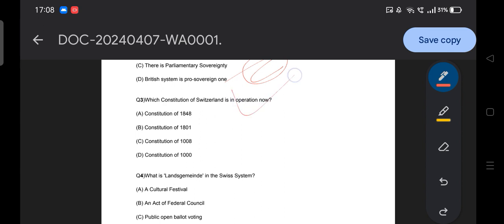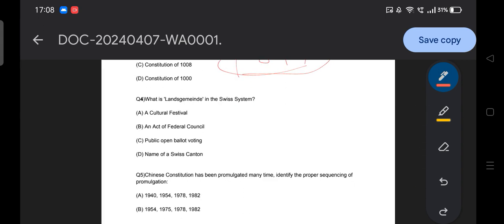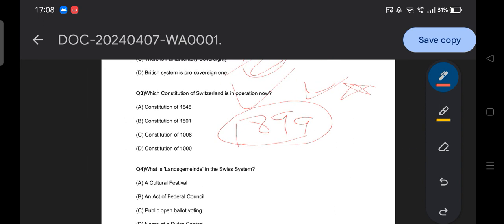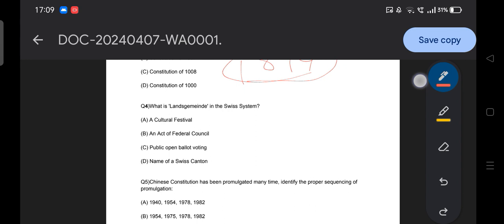Which constitution of Switzerland is in operation now? Option A, constitution of 1848; B, constitution of 1801; C, constitution of 1808, and so on. But the answer of this question is basically 1999. I think the option was mistakenly taken by me, but you have to understand the answer of this question: the constitution of Switzerland in operation is from 1999. Okay, we need to understand that. And what is the rationale behind this question? They are trying to test your knowledge of the evolution of the Swiss constitution, its rules, laws, regulations, and the development of rule of law in Switzerland. That is the main aspect, and we will discuss it chronologically in our upcoming sessions.